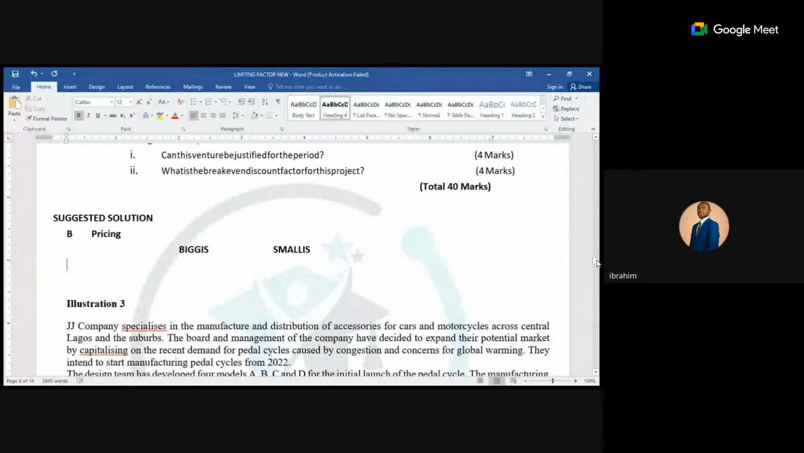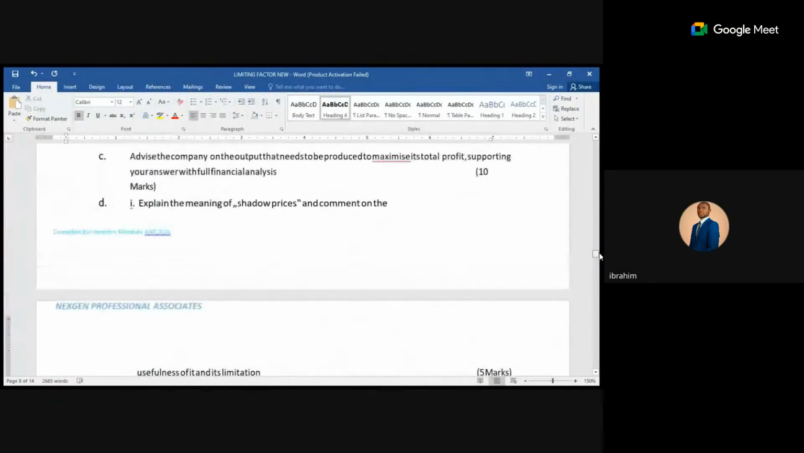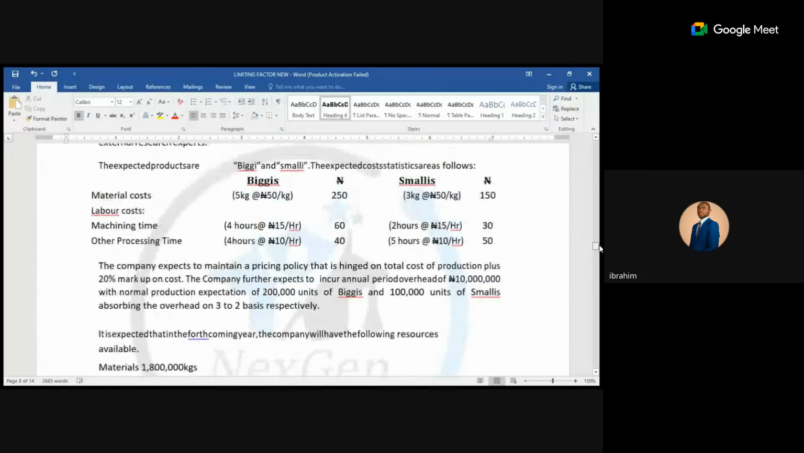For you to determine the selling price, you need to know the total production cost. Because when you know the total production cost, you now apply the 20% markup, that is, markup is on cost. In another scenario, you may see margin. Then we will do a conversion when we are done with this first.